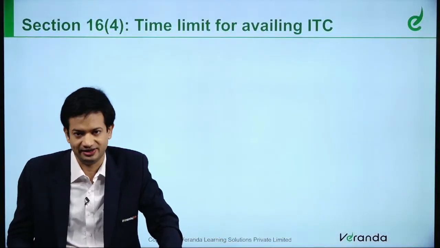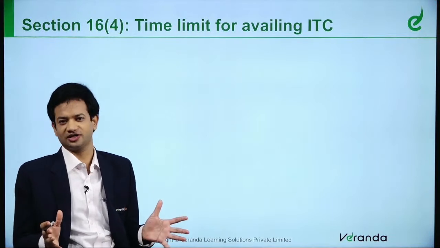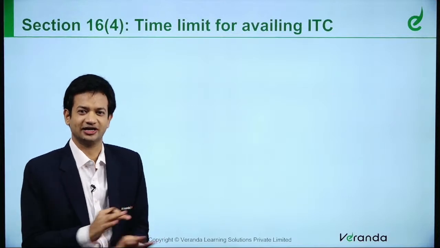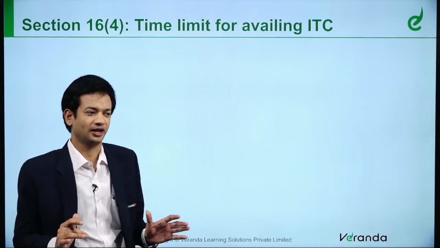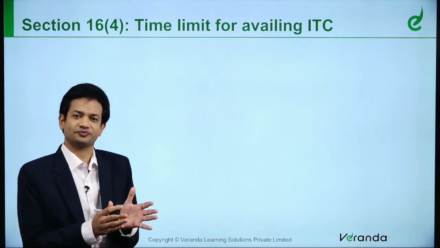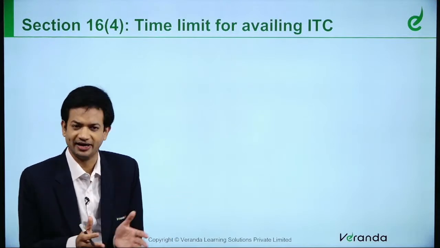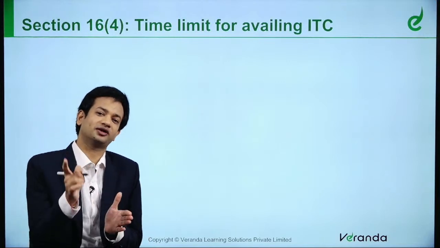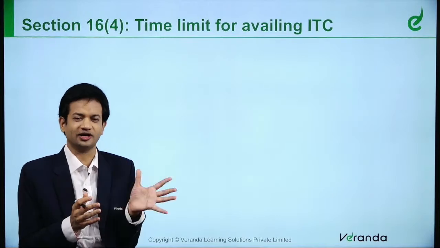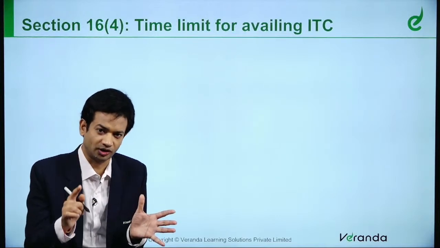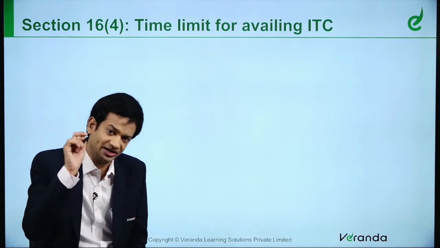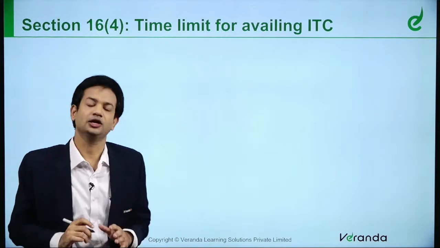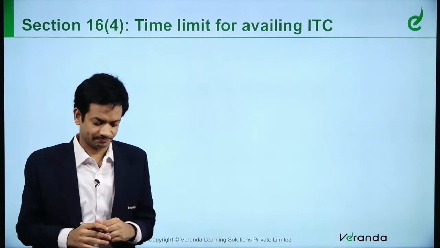Time limit for availing ITC. Now we all know what is the time limit for claiming ITC, right? A very simple and basic question in the entire GST chapters. So the time limit to avail ITC for a financial year, let's say financial year 1920, is the due date of filing September return for the succeeding year, or the date of filing annual return, whichever is earlier. So for 1920, 20th October 2020. I will write and show you with illustration, don't worry. So that is the time limit to avail ITC.